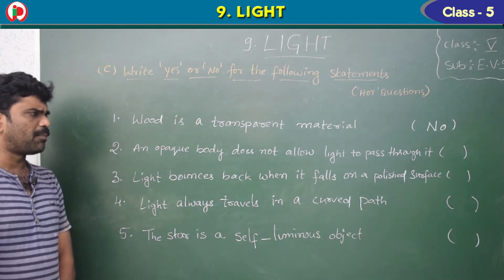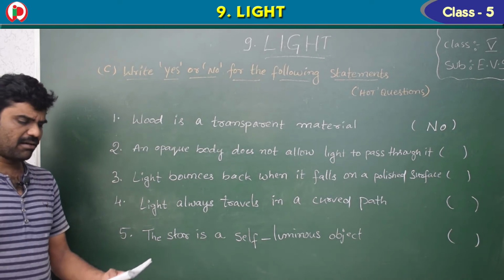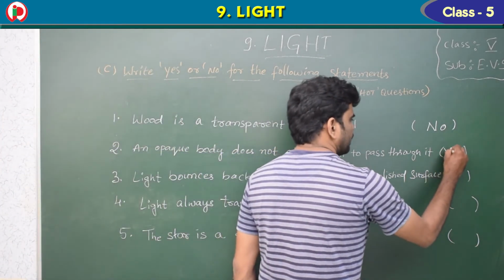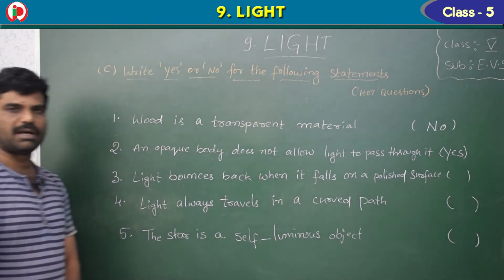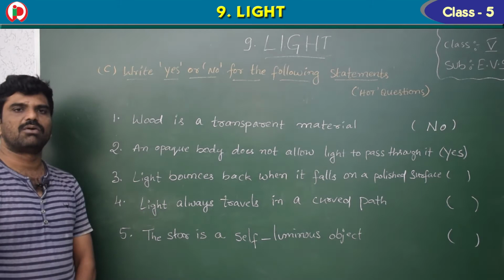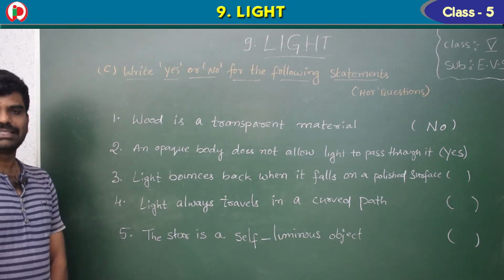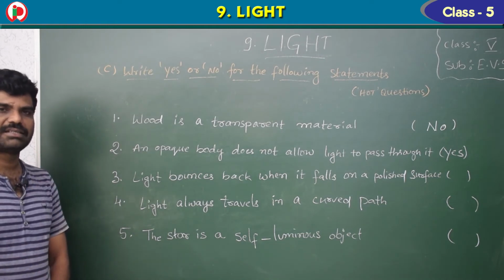Second one, an opaque body does not allow light to pass through it. Is that right or wrong? Yes. So second one is right. So I am writing yes here. An opaque body does not allow light to pass through it. Only transparent bodies allow light to pass through it. Third one, light bounces back when it falls on a polished surface, which is called reflection.